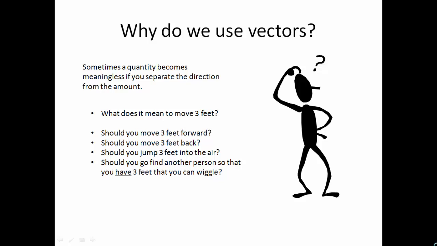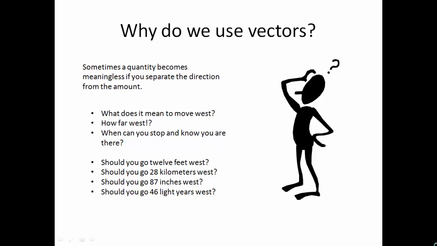You're not only not doing what you needed to do, you're actually making things worse, because the direction and the amount have to work together to reach the end goal. And so here we're talking about moving 3 feet. You've got the amount there and we don't have a direction. What about a direction where you don't have an amount? What does it mean to move west? You've got the direction west, but how far west? When can you stop? And how are you going to know that you've arrived where you're supposed to go?